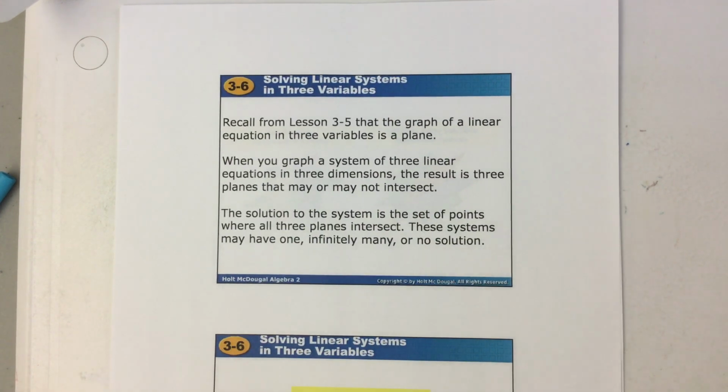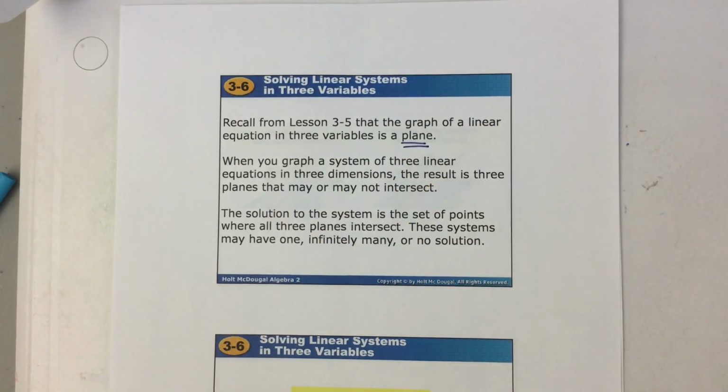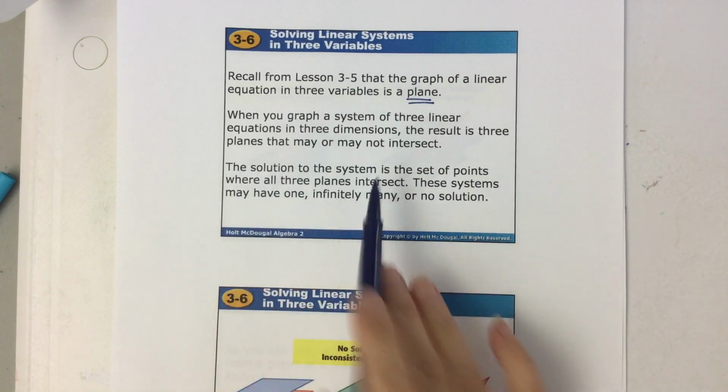Okay, so recall from lesson 3.5 that for the graph of a linear equation, you had to find the three intercepts, graph them, and fill it in to show that it was a three-dimensional object called a plane. And that's what they want you to know here. When you graphed a system of three linear equations in three dimensions, you got planes.